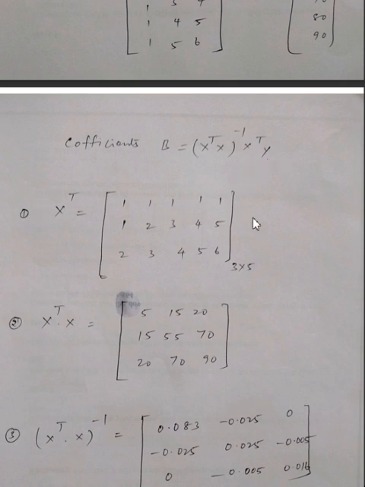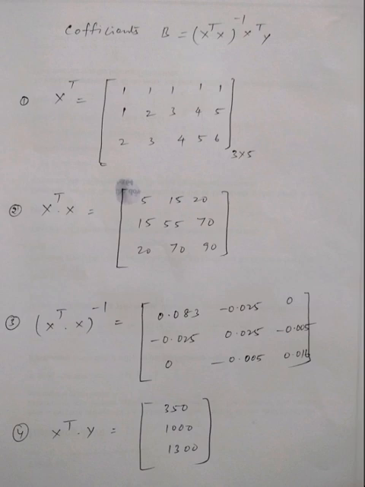First, we need to calculate the transpose of the X matrix. X is actually a 5 by 3 matrix, so the transpose becomes a 3 by 5 matrix. After that we multiply the transpose matrix with the X value, which is already available with us. After multiplying these two matrices, the generated matrix X transpose into X is 5 15 20, 15 55 70. This is the matrix that comes from multiplying the two matrices.